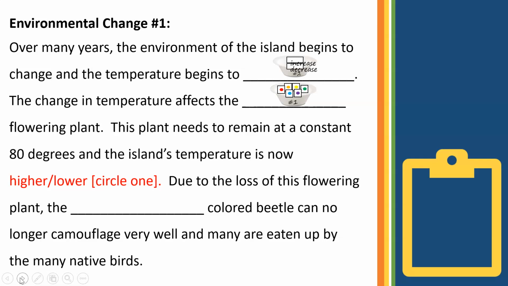All right, this plant needs to remain at a constant 80 degrees, and the island's temperature is now, well, you know which one to circle. Due to the loss of this flowering plant, the color beetle that you just selected can no longer camouflage very well, and they get eaten up by many of the native birds. Okay, take all of those colored beetles out of bowl 3. They're done. They died. They got eaten up. They're no longer in the population. See, the population is already changing. Let's continue.